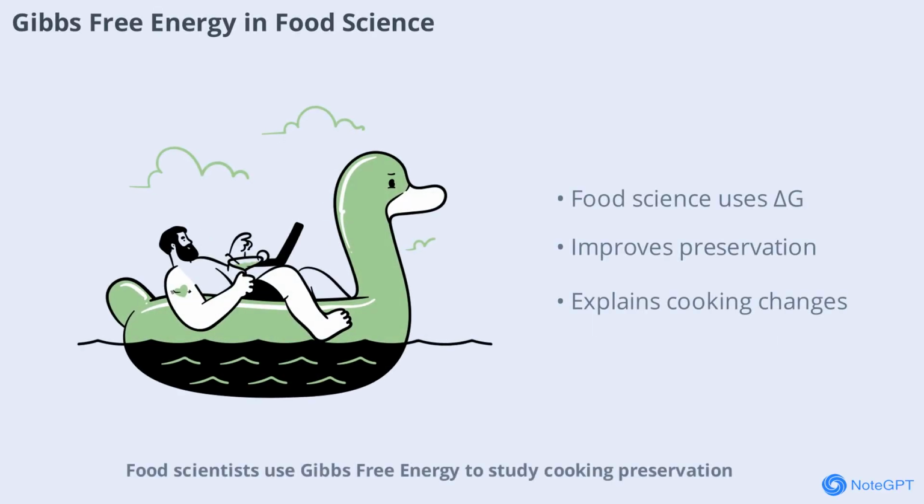Food scientists use Gibbs free energy to study cooking, preservation, and digestion. By understanding the energy changes during chemical reactions in food, they can develop better preservation methods, improve flavors, and ensure food safety. This knowledge also helps explain why certain foods spoil or change texture under different conditions.